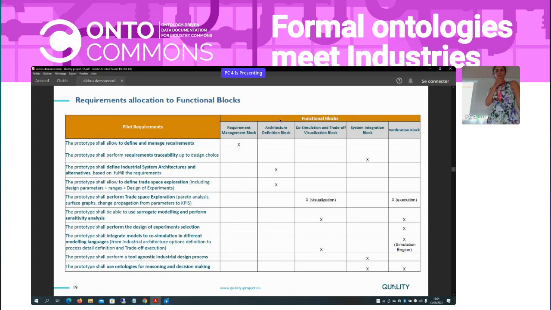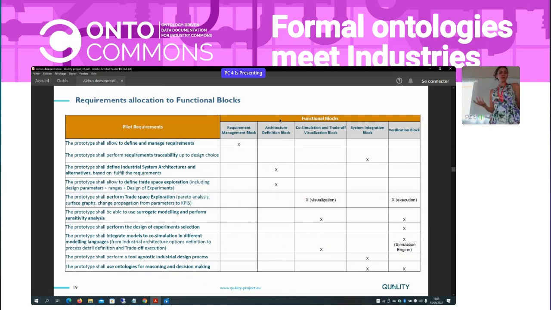Then we want to define the industrial system architecture alternatives and define a trade space exploration. So having the range of these parameters that we're going to play around with, and the design of experiments that the architect wants to assess. All of them are covered by the architecture definition block. Then we want, of course, to perform trade space exploration. So have a Pareto analysis, surface graphs, and a way to analyze the results. That will be covered by the execution of the verification block and the visualization block.